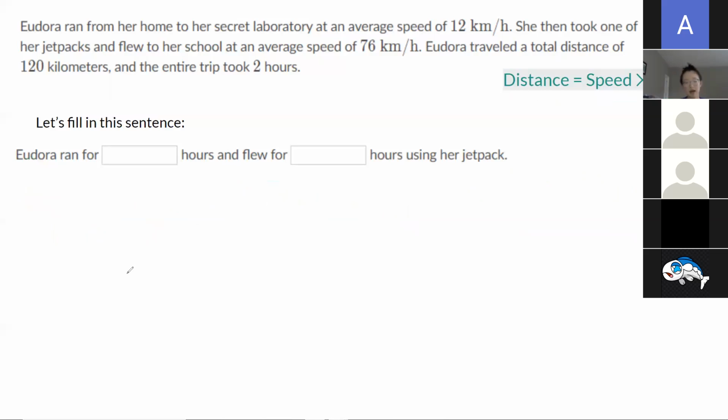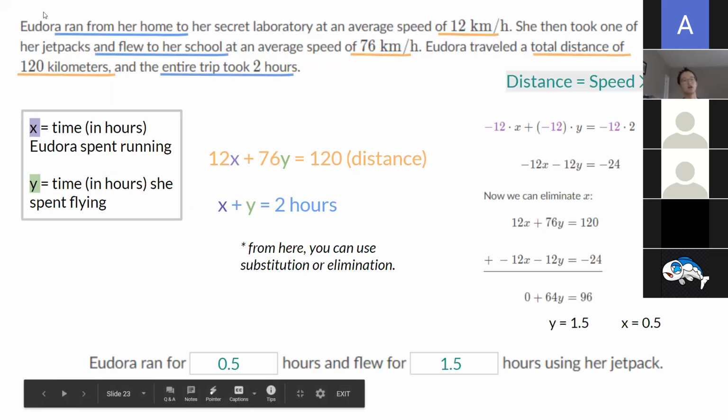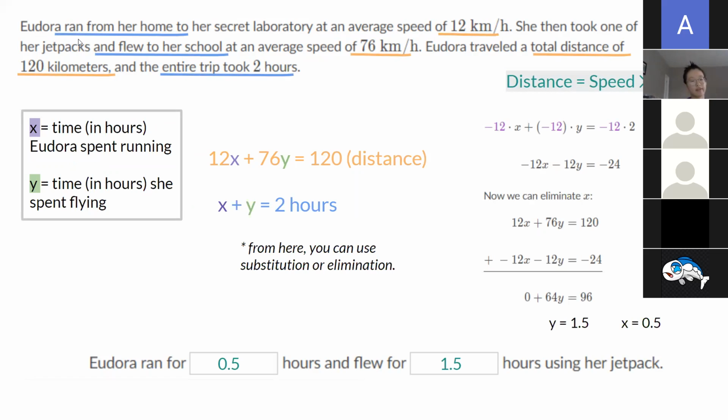But with that in mind, let's go for this system. Eudora ran from her home to her secret laboratory at an average speed of 12 kilometers per hour. She then took one of her jetpacks and flew to her school at an average speed of 76 kilometers per hour. Eudora traveled a total distance of 120 kilometers, and the entire trip took 2 hours.